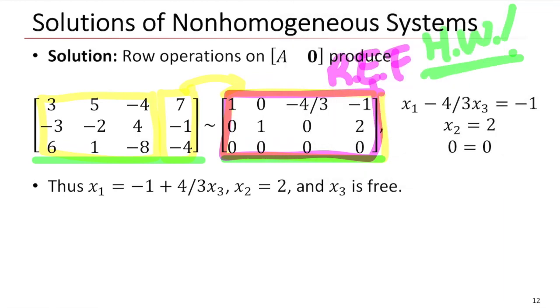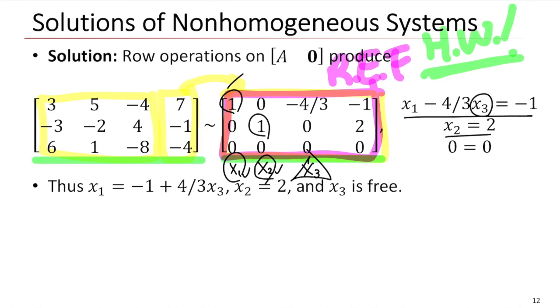So let's say there are x1, x2, and x3, right? Because the columns of x1 and x2 have the pivot positions, x1 and x2 are basic variables, right? And x3 is the free variable. It means that we can represent x1 and x2 in terms of the free variable x3, like this. Then x1 is equal to -1 plus 4/3 x3, and x2 is equal to 2, and x3 is free, right?